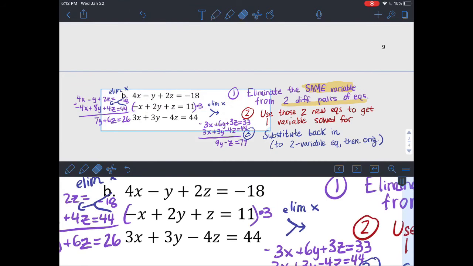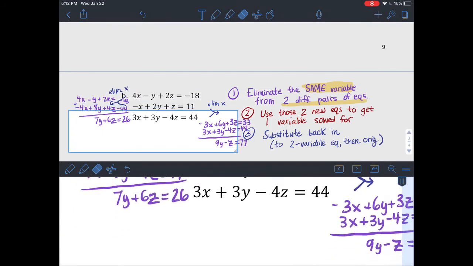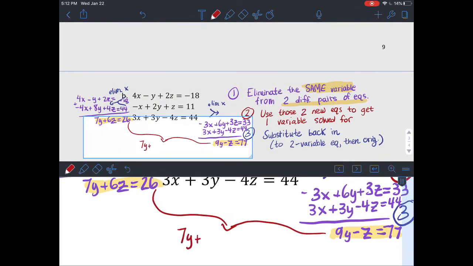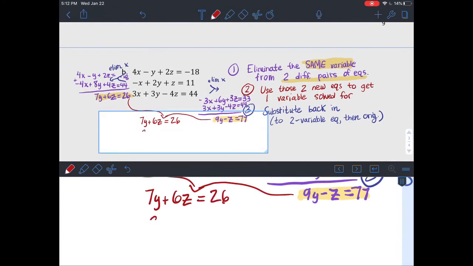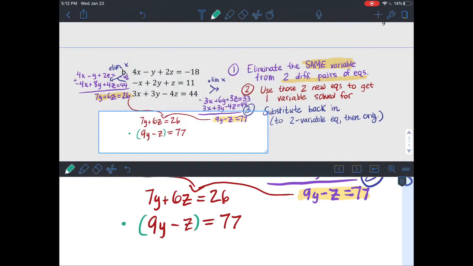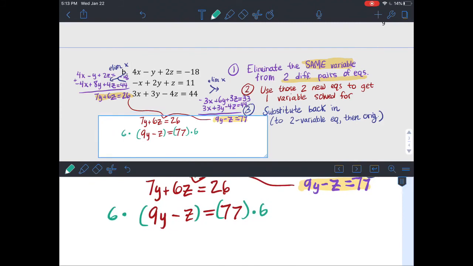So we haven't found any values for our variables yet, but I have these 2 new equations that only have y and z in them. So I'm going to put them together, and it's kind of like starting back with a system of 2 equations. I can either do substitution or elimination with these 2 new ones and figure out my values for y or z. I'm going to do elimination because it's my favorite and I just like to stick with it. So I'm going to eliminate z by multiplying my second equation by 6.